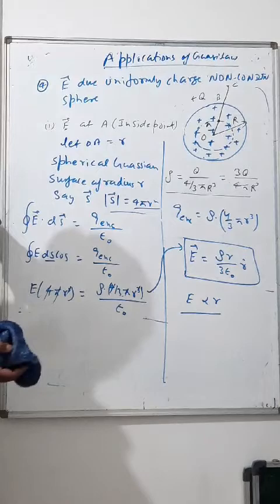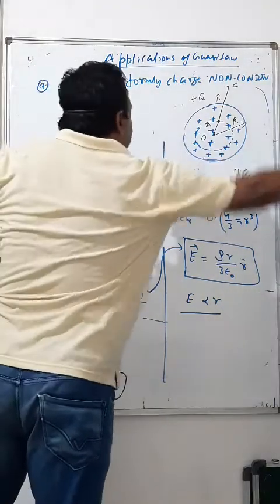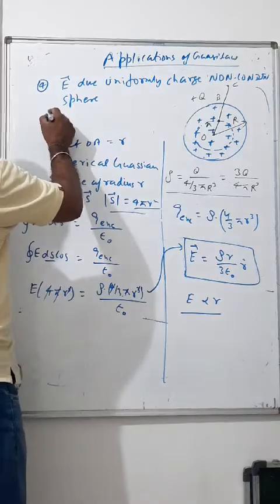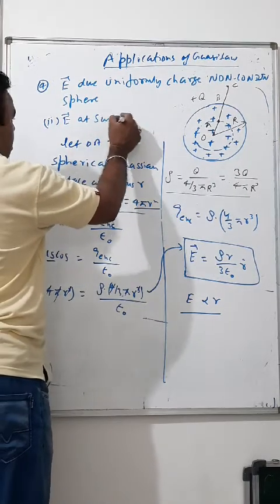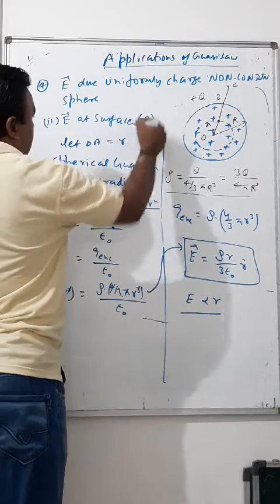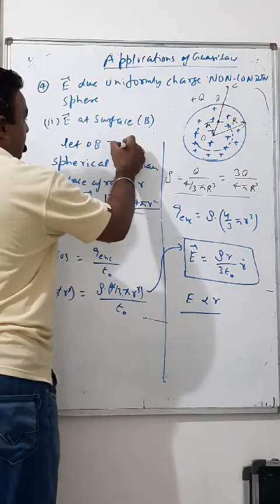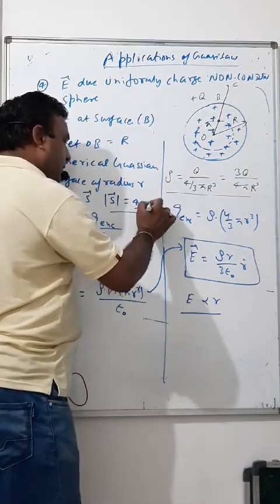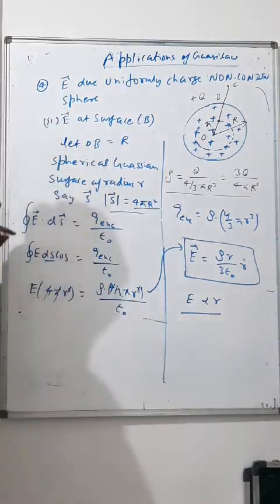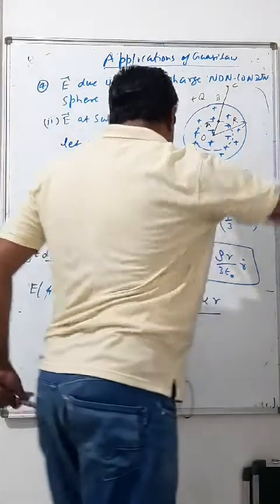And now, second point: E at the surface, meaning point B. Now I just make a change. This OB will become capital R, and this will become capital R. Everything goes the same here, just a little change.